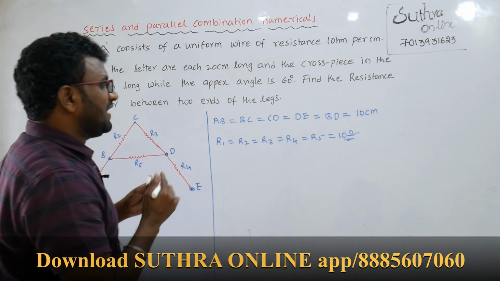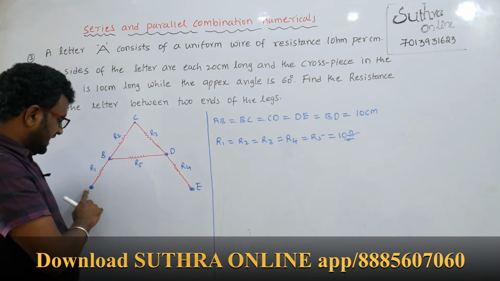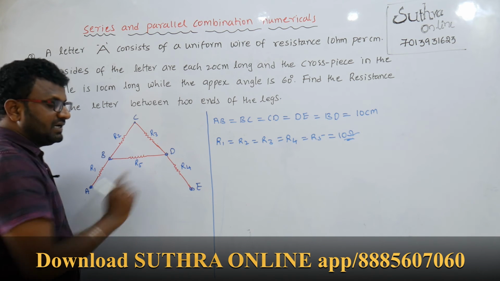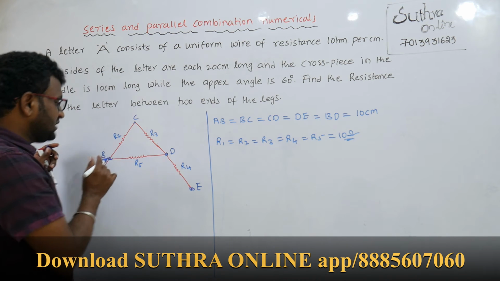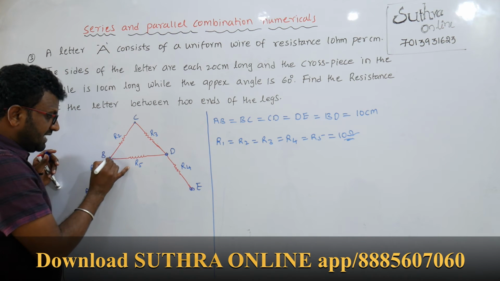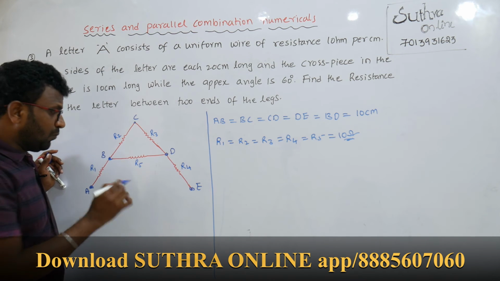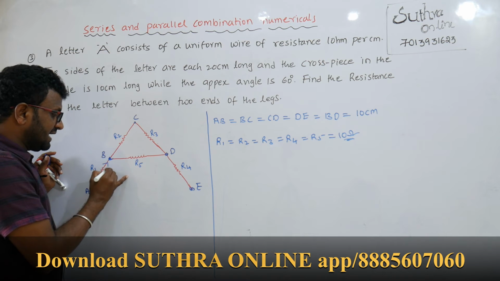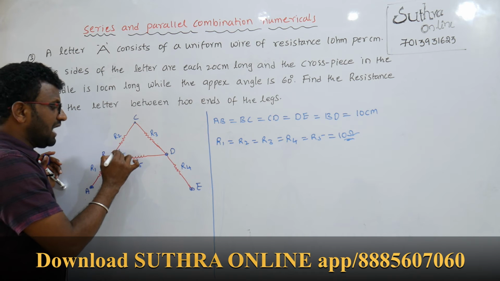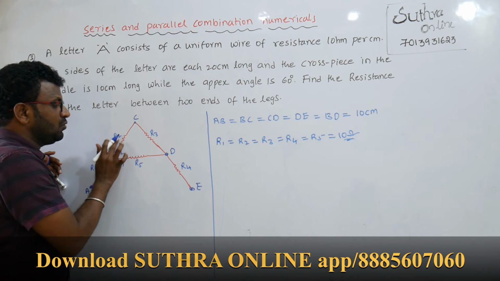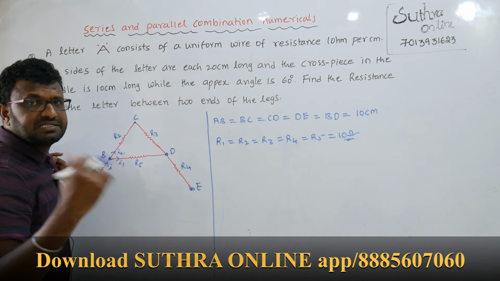Now we can find the equivalent resistance in the circuit between the ends of the legs. What are the legs here? A and E. These are the ends of the legs. If you observe the diagram, the current I at the junction at point B is divided into two parts, I1 and I2. The same amount of current passing through resistance R2 passes through resistance R3 also.